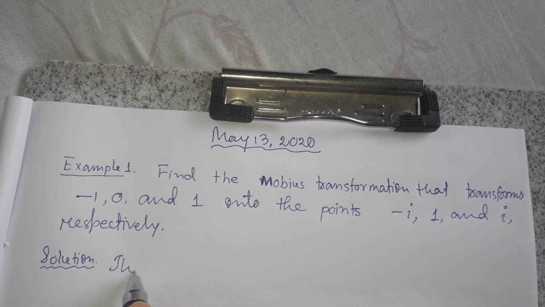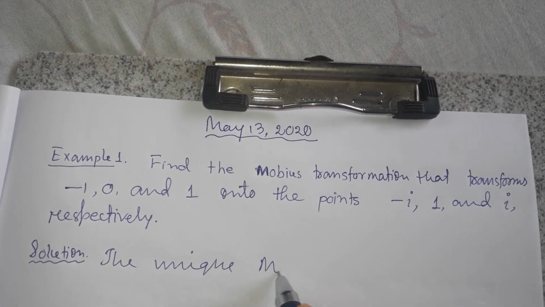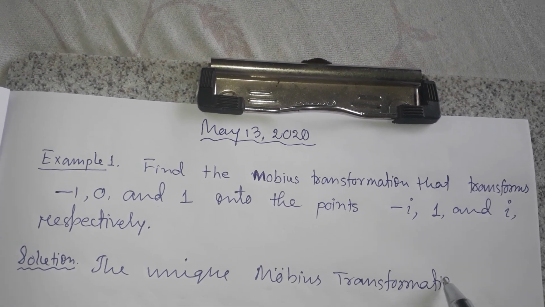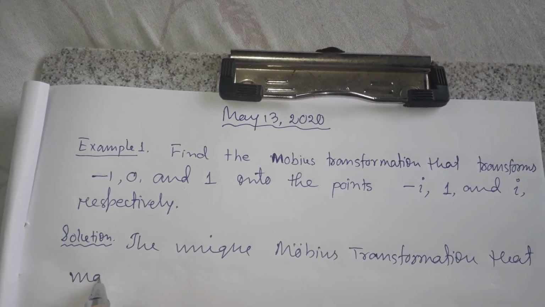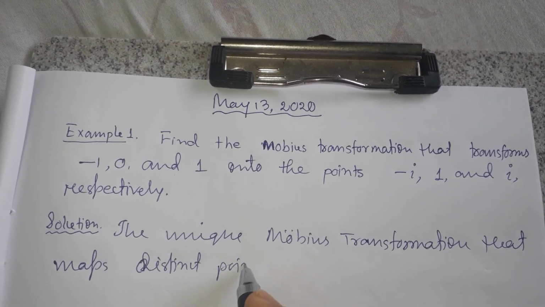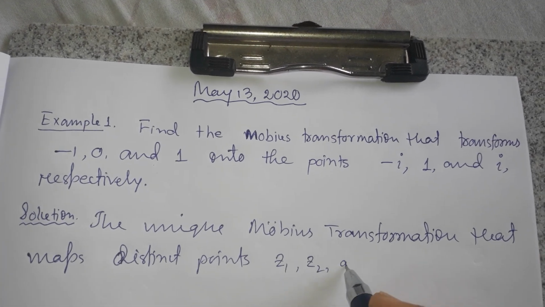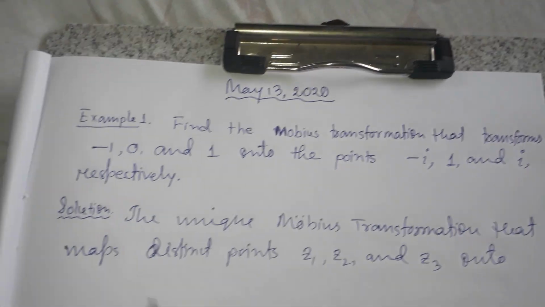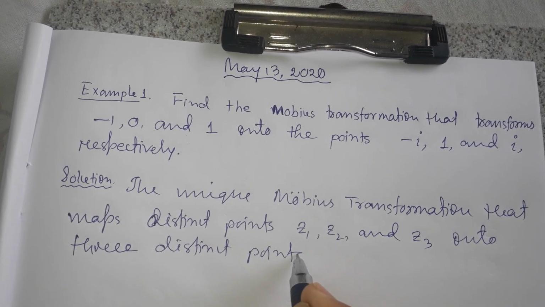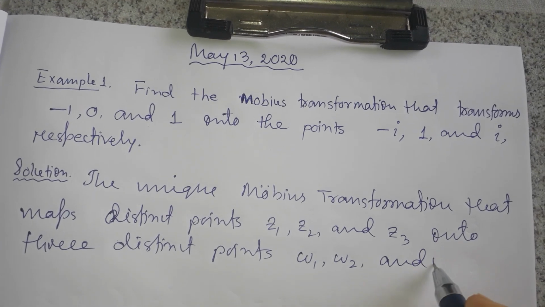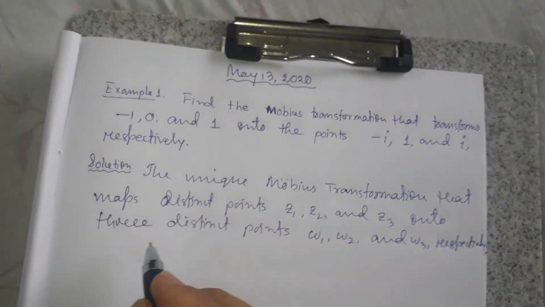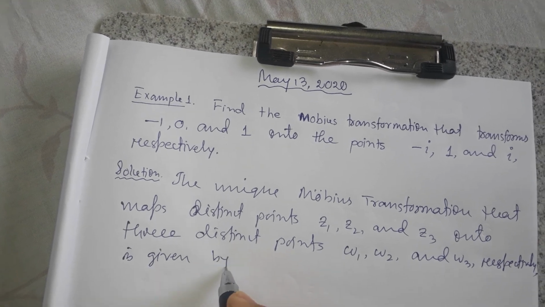So we know that the unique Mobius transformation that maps three distinct points z1, z2 and z3 onto three distinct points w1, w2 and w3 respectively is given by the preservation of the cross ratios.